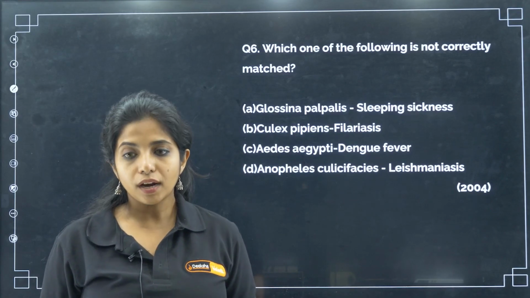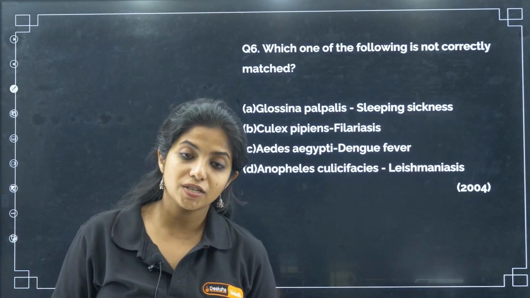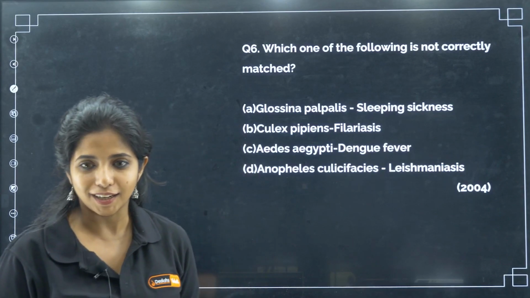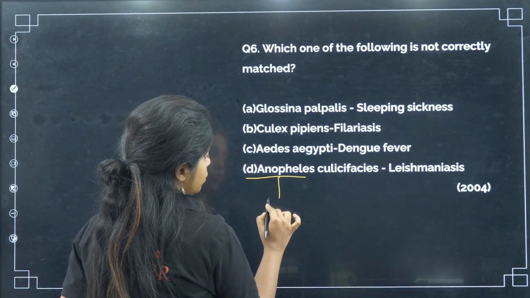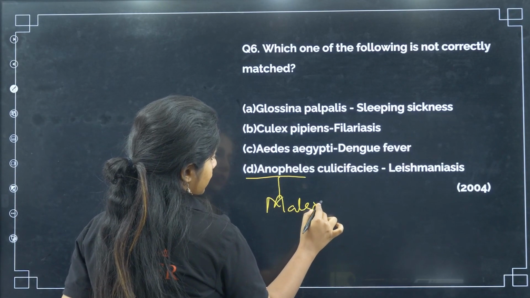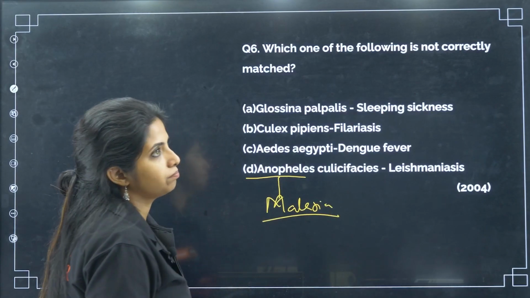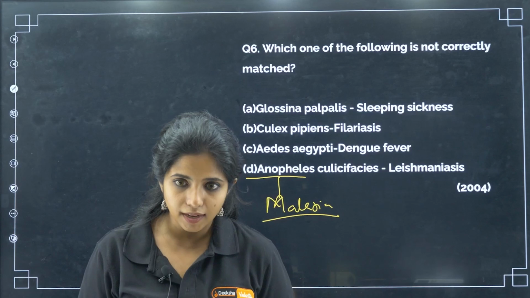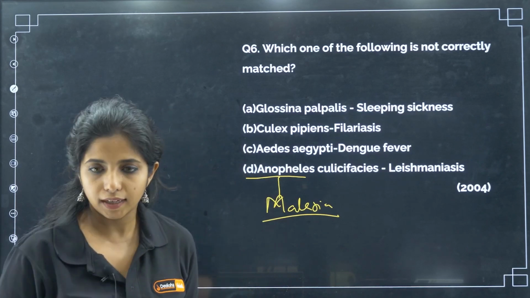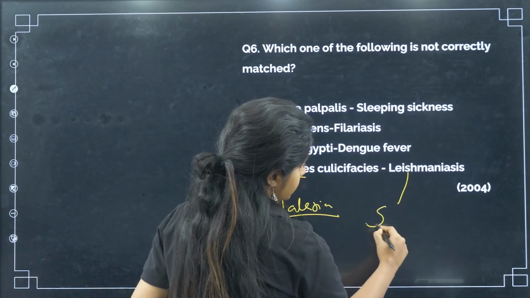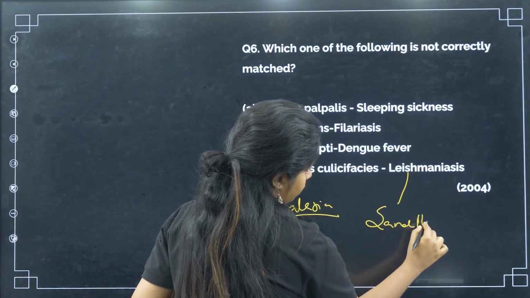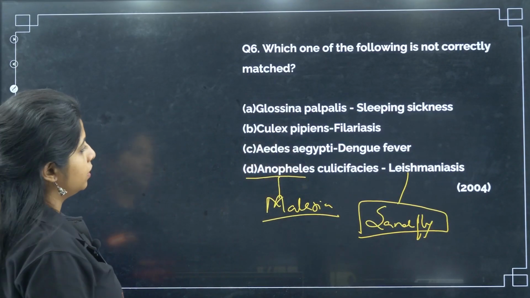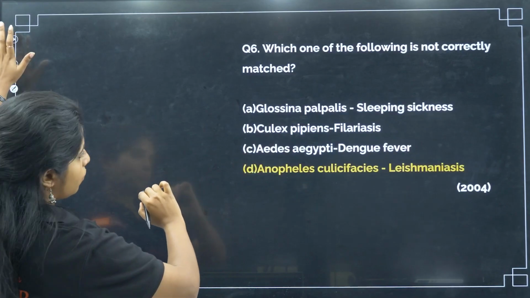Now Anopheles is not something that causes leishmaniasis. Anopheles basically causes malaria. It carries Plasmodium. Leishmaniasis is caused by Leishmania, and it is carried with the help of the sandfly. So this option is wrong.